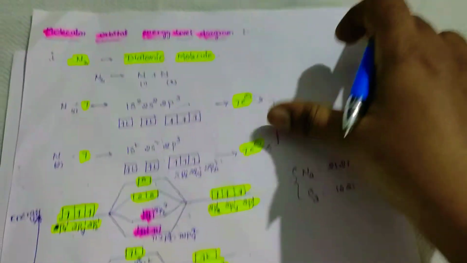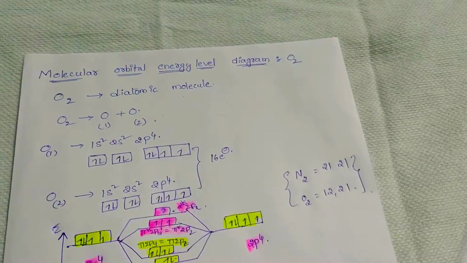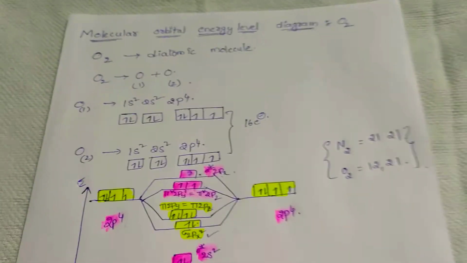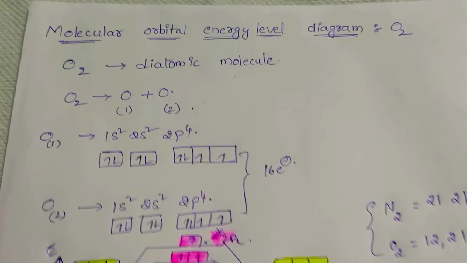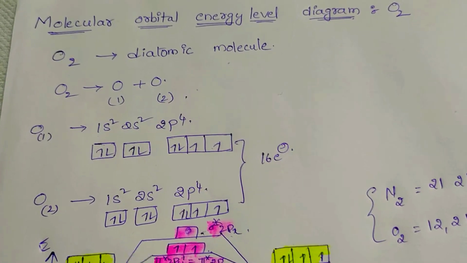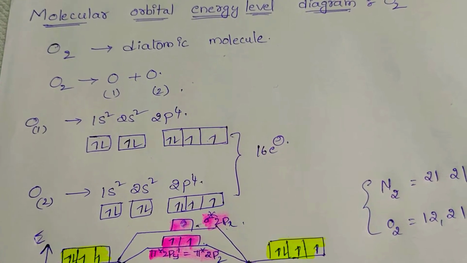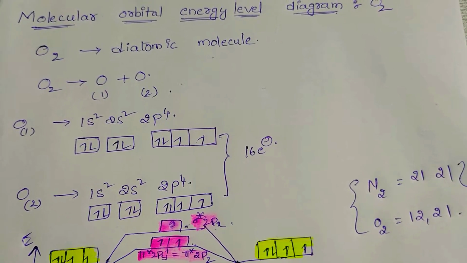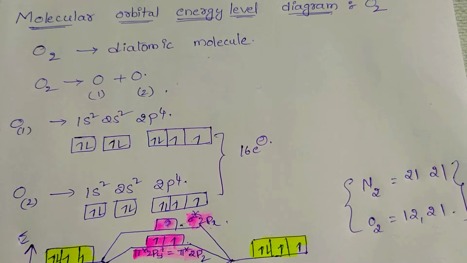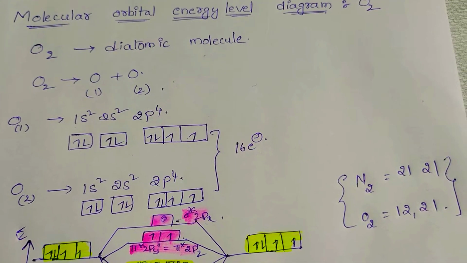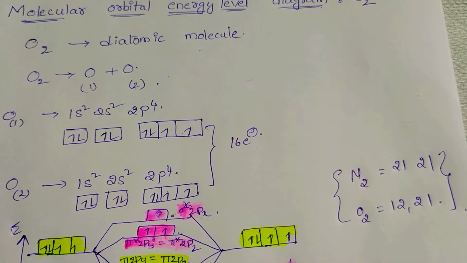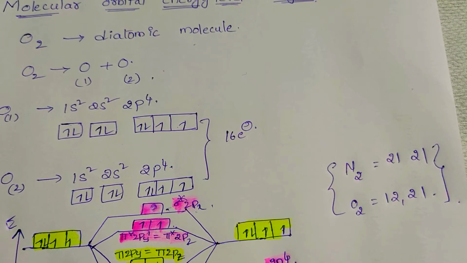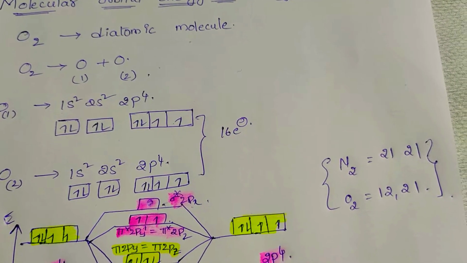Next we are discussing the molecular orbital energy level diagram of the oxygen molecule. Here oxygen is a diatomic molecule. Why is oxygen called a diatomic molecule? Here oxygen has two atoms to form a molecule. So di means two. Two atoms forming a molecule is called a diatomic molecule.